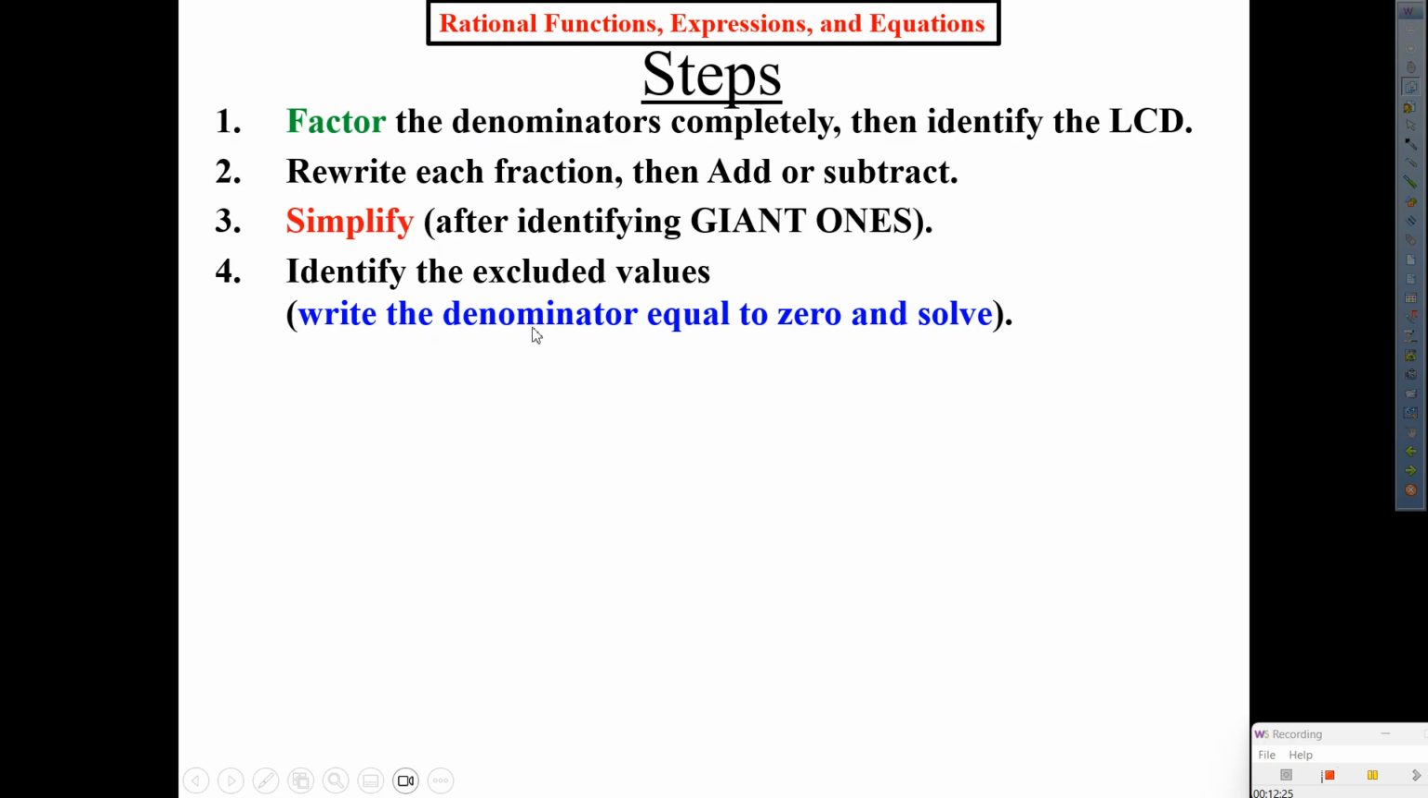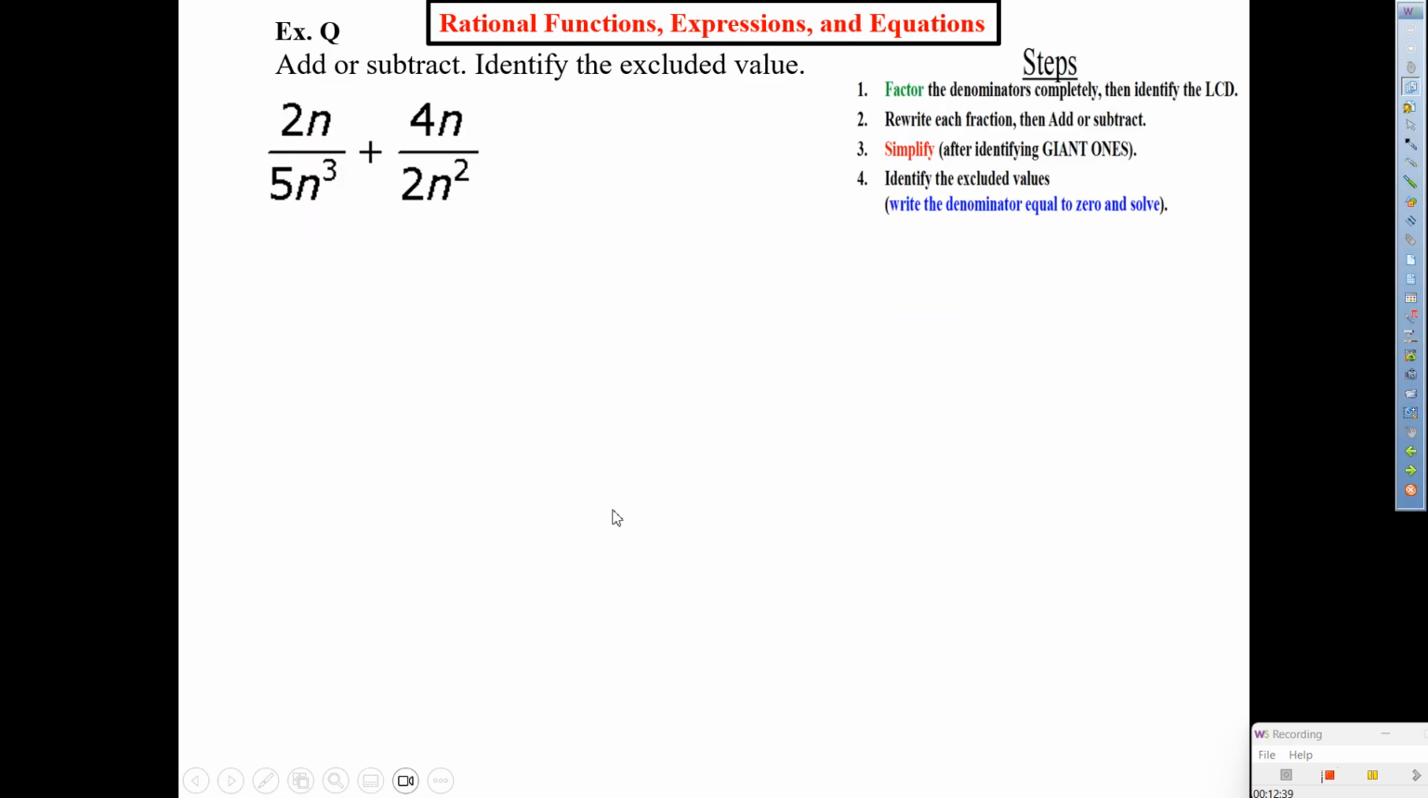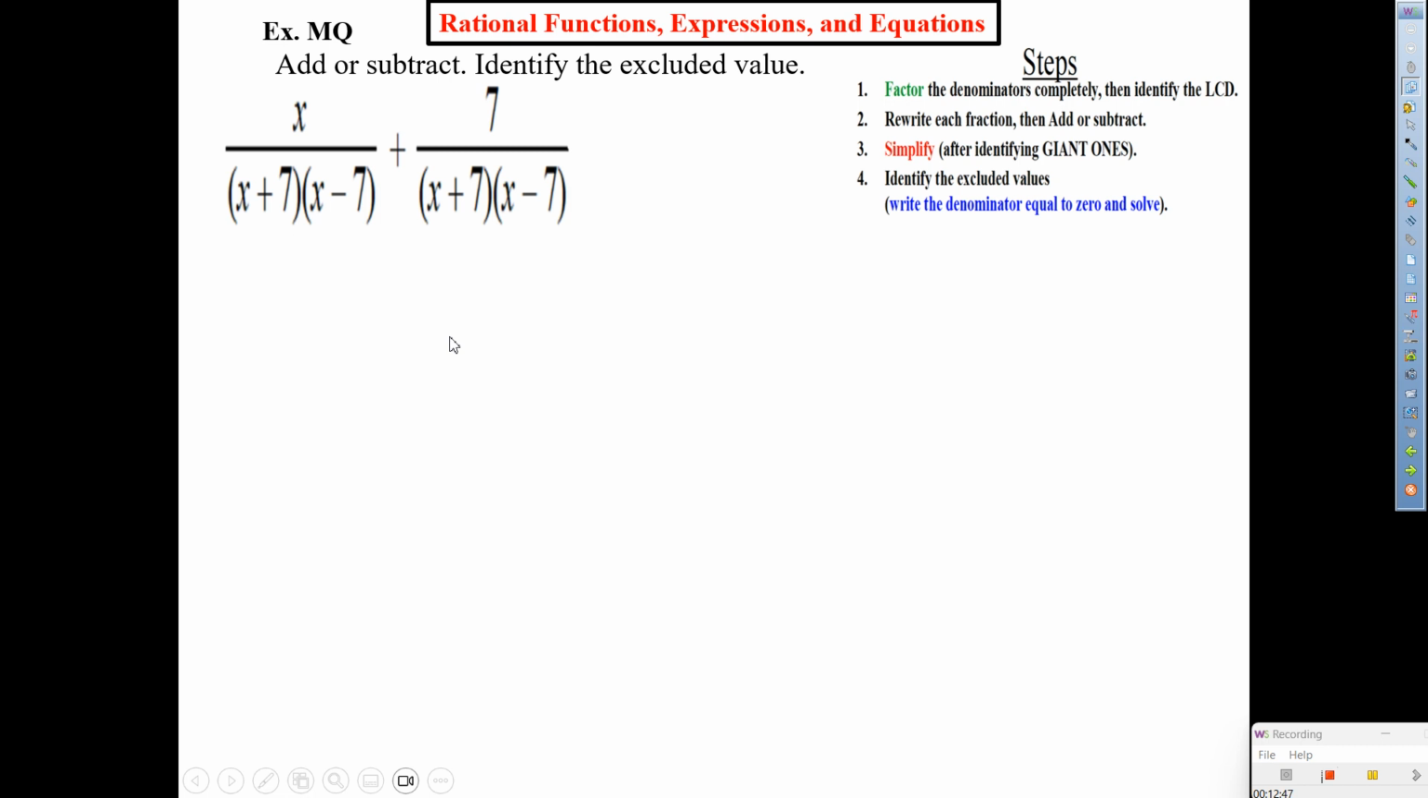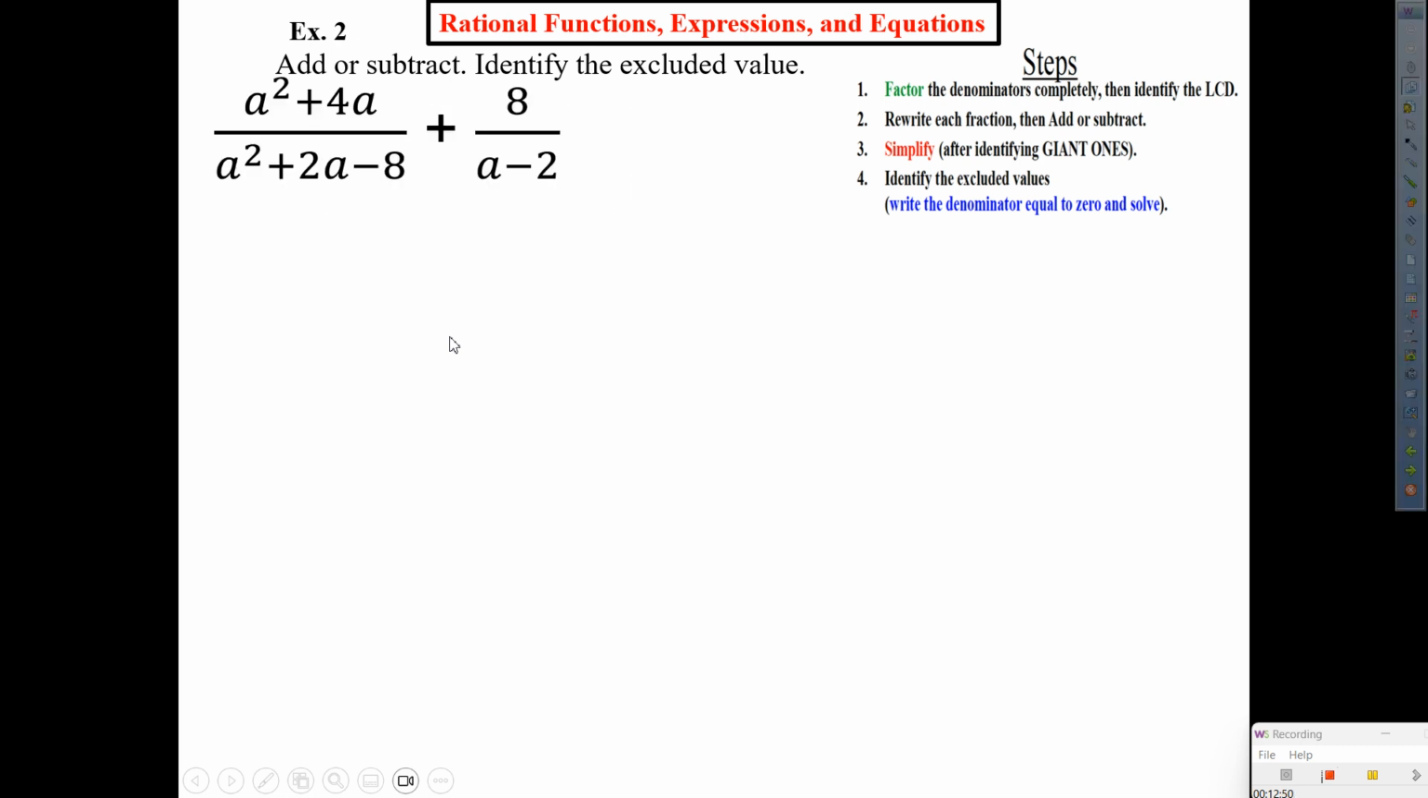And whenever you got to the point of doing excluded values, then you do the last step. So from there, yesterday we started with this one. We went to this one. From there to here, here, here, and here. Is that correct? All right.